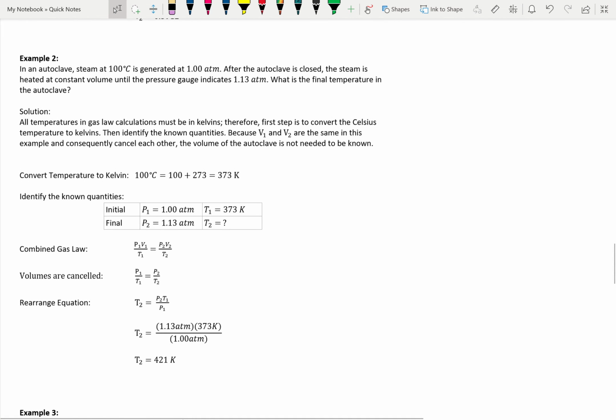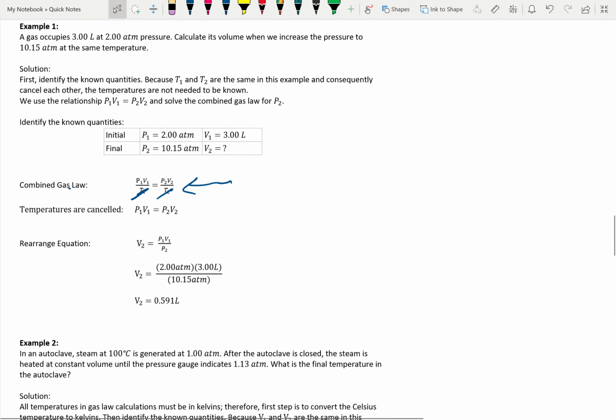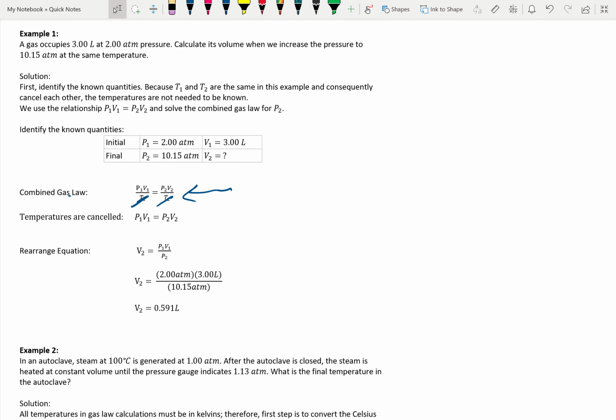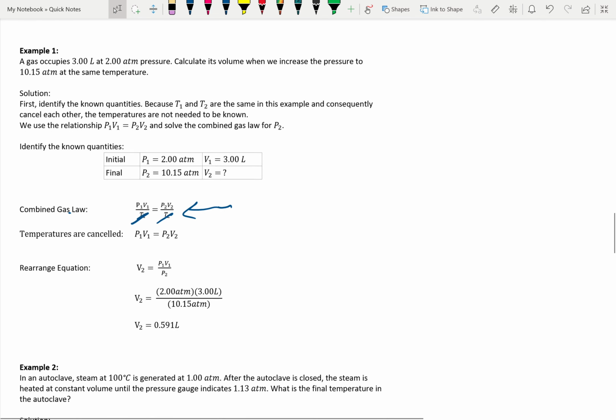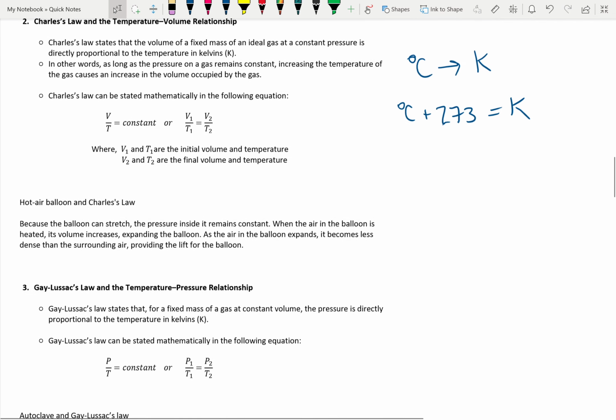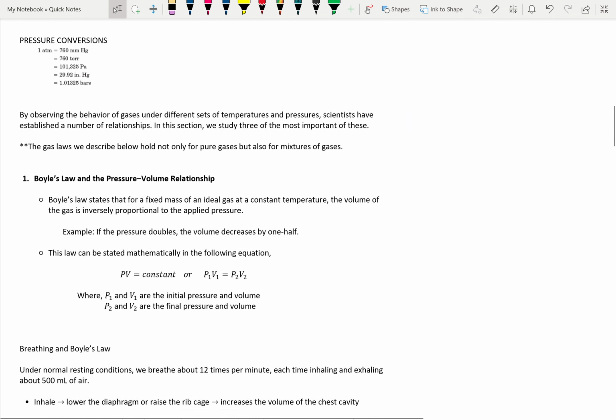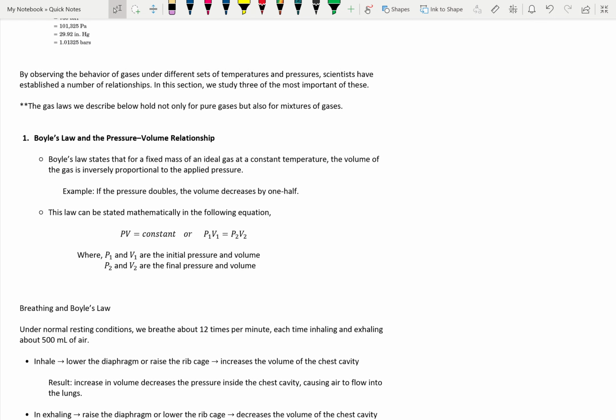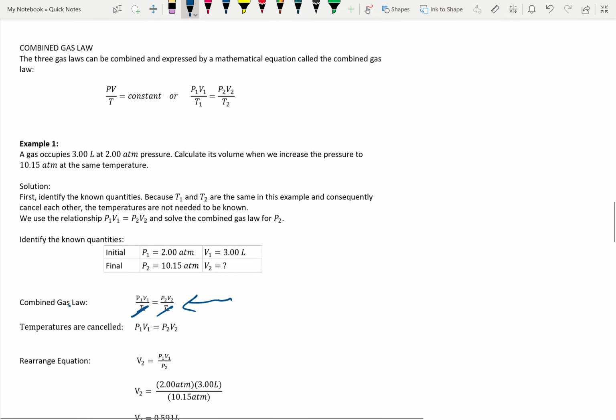Next example. I forgot to mention here, in our example 1, we had P1V1 equal to P2V2. I'm going to go back to show you which law that was. P1V1 is equal to P2V2 right here, and that is our Boyle's law. So example 2.